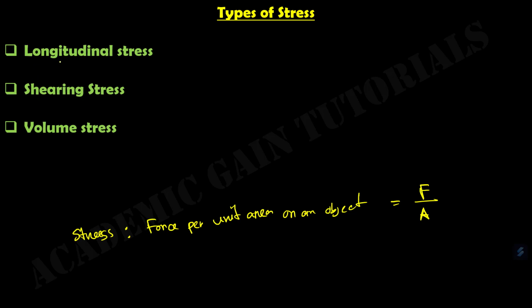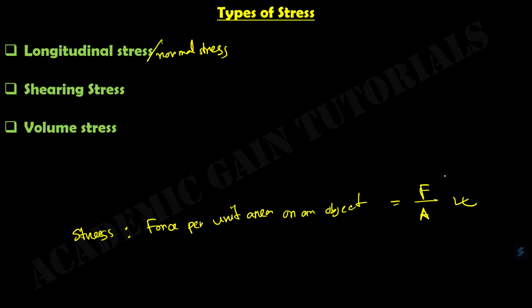Now let us talk about what is longitudinal stress. It says that the restoring force per unit area perpendicular to the surface is called longitudinal stress or normal stress. That means due to the longitudinal strain, the stress appearing in a body is known as longitudinal stress, and the formula of this is F by A.